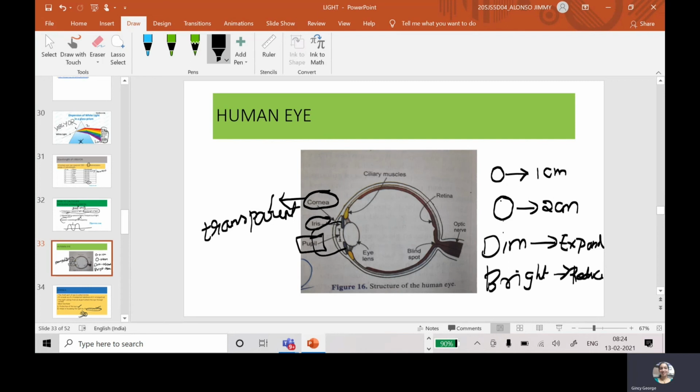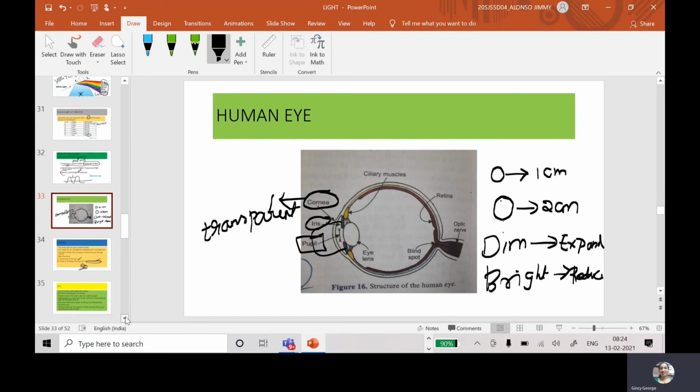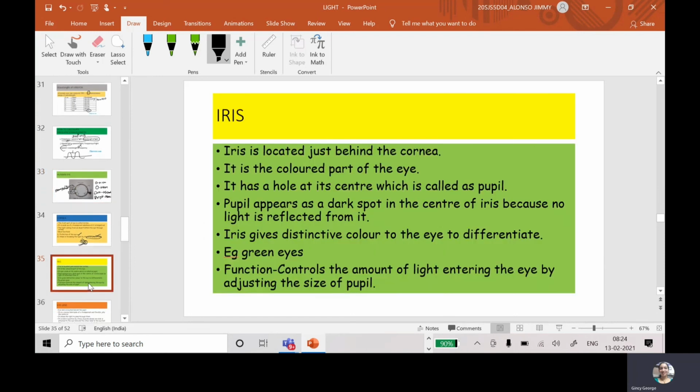Okay, so these are the functions of the iris and pupil, so that the more intense light which is coming to your eye is protected with the help of this action of the iris. So we have seen the iris. I'll show my slide here. What is written about the iris? We'll just discuss that also.